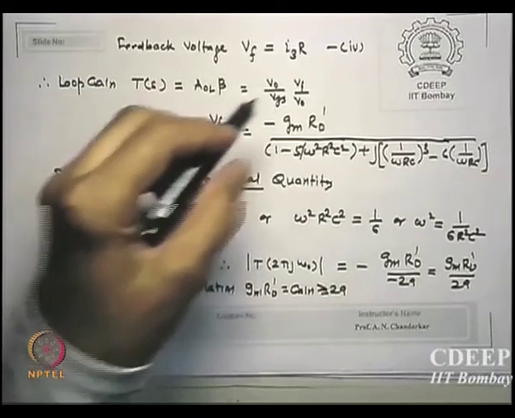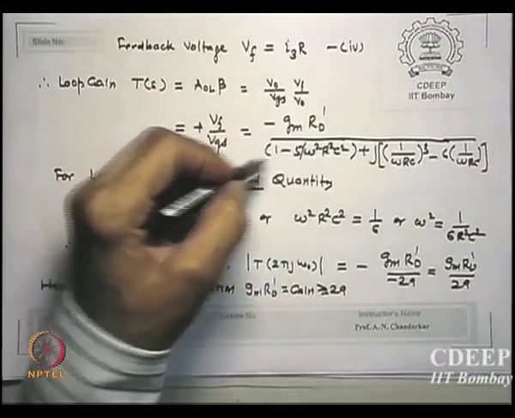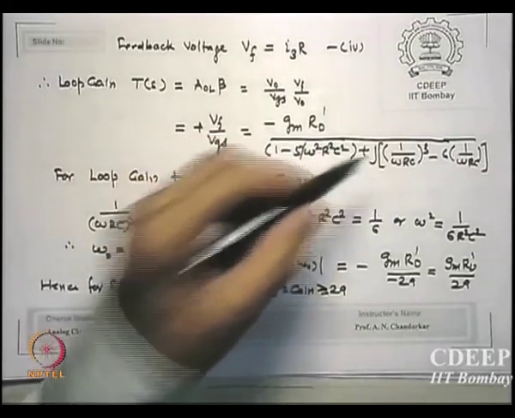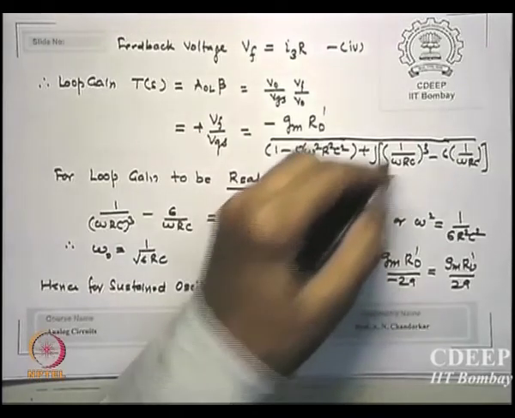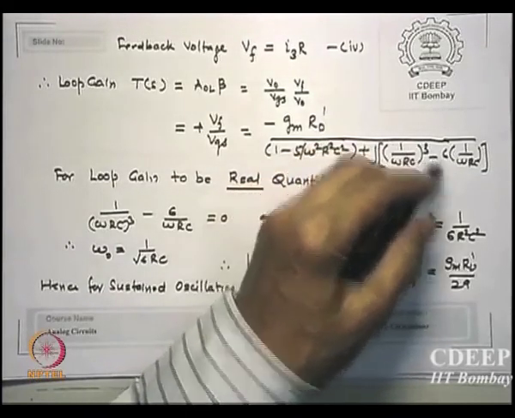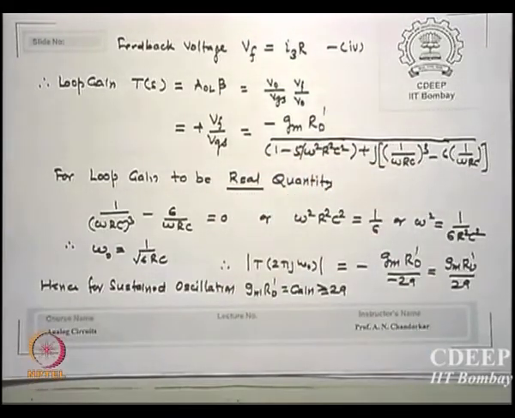So it is Vf by Vgs, which is minus Gm Rd dash upon phi 1 minus something plus j times 1 upon omega Rc cube minus 6 times 1 upon omega Rc, and I substituted s equal to j omega.